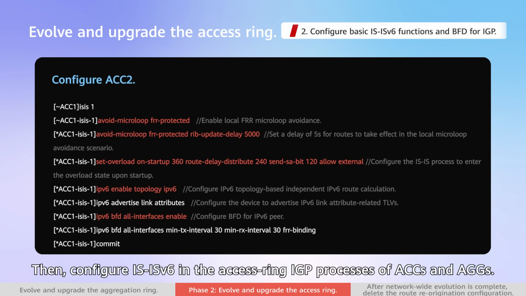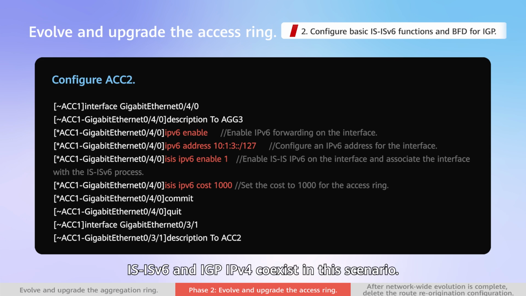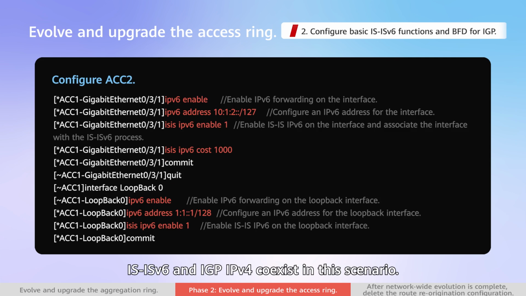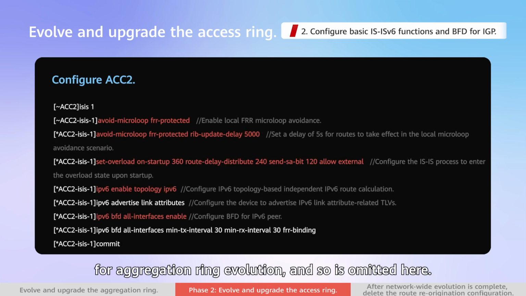Then, configure SRv6 in the access ring IGP processes of ACCs and AGGs. SRv6 and IGP IPv4 coexist in this scenario. The overall configuration procedure is similar to that for aggregation ring evolution, and so is omitted here.